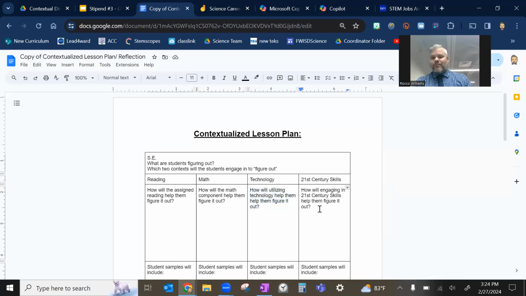So you like to say, just like having kids work together on a worksheet, that doesn't really count as collaboration. It's like the kids are working together to solve this X problem or to figure this X thing out, right? So we want to make sure we're really intentional with how we are engaging the kids in these contextual dimensions.